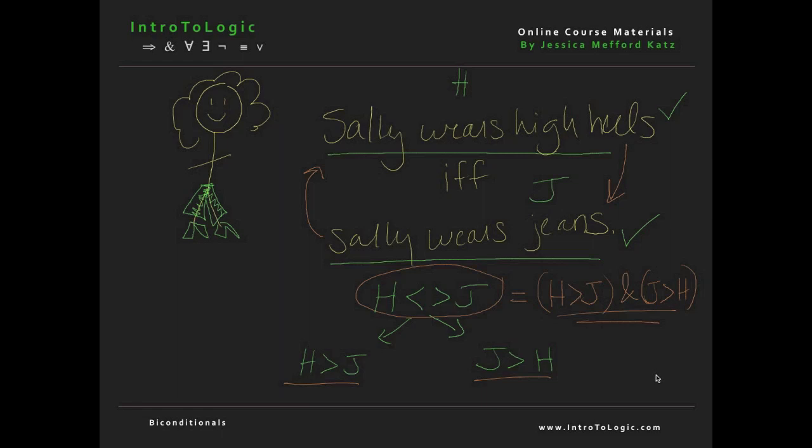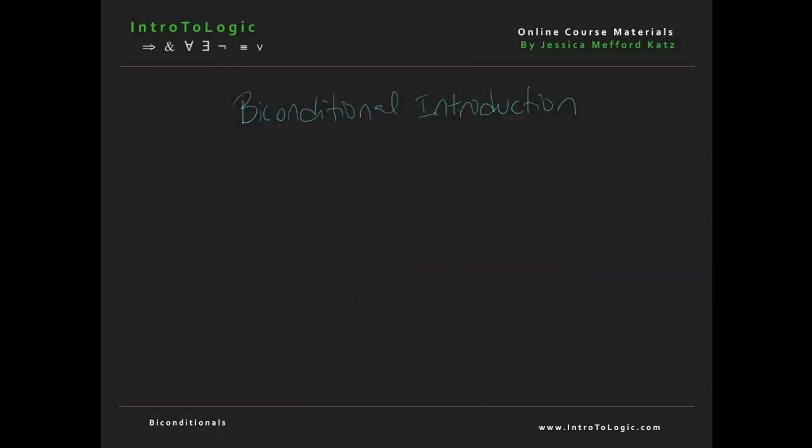All right. Now that we have this example in hand and we've learned a little bit more about what a biconditional is, let's look at the two rules for biconditionals. There'll be biconditional introduction and biconditional elimination. Okay, so our first rule is called biconditional introduction.